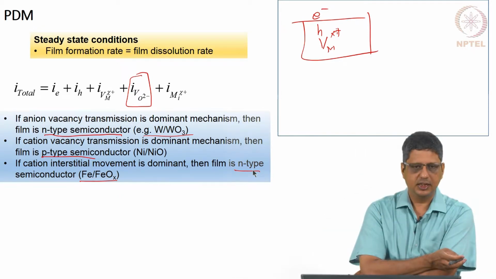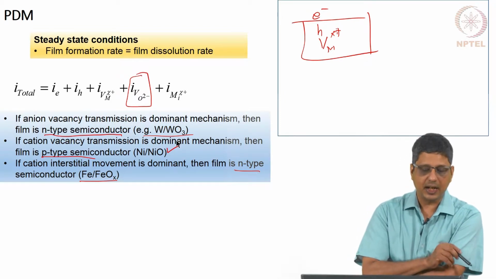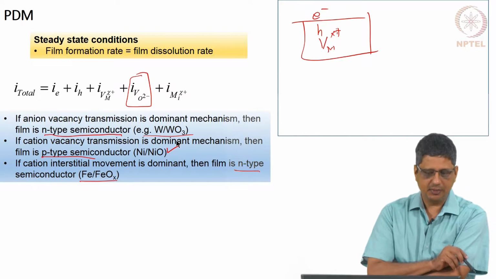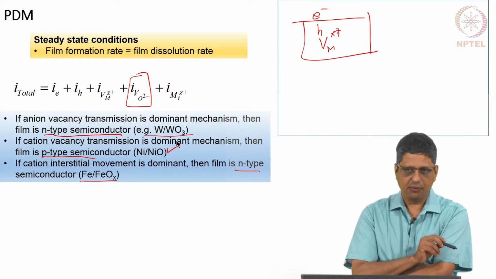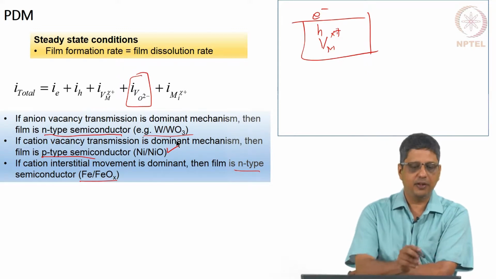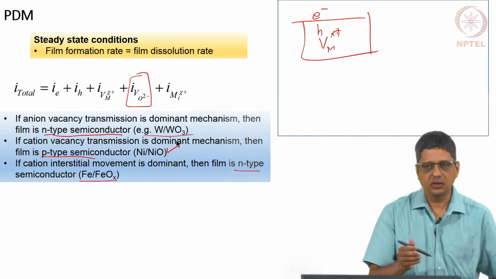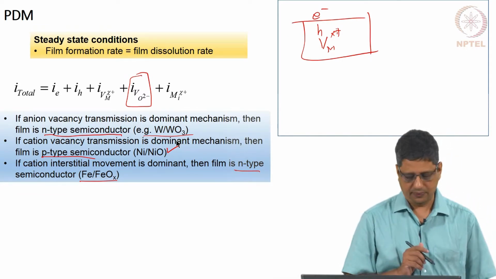If holes are dominant, it is going to appear as a p type, and the conductivity of that film is going to be very high. If the p type behavior arises from cation vacancy transmission, then the conductivity will be poorer. If it is because of holes, the holes will move fast, their mobility is high compared to vacancy movement. So, that will also appear as a p type semiconductor, but it will have much better conductivity.